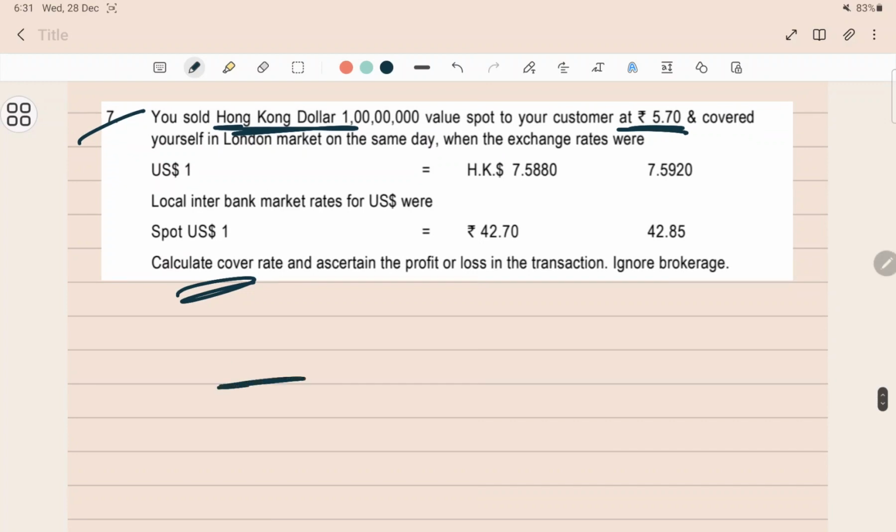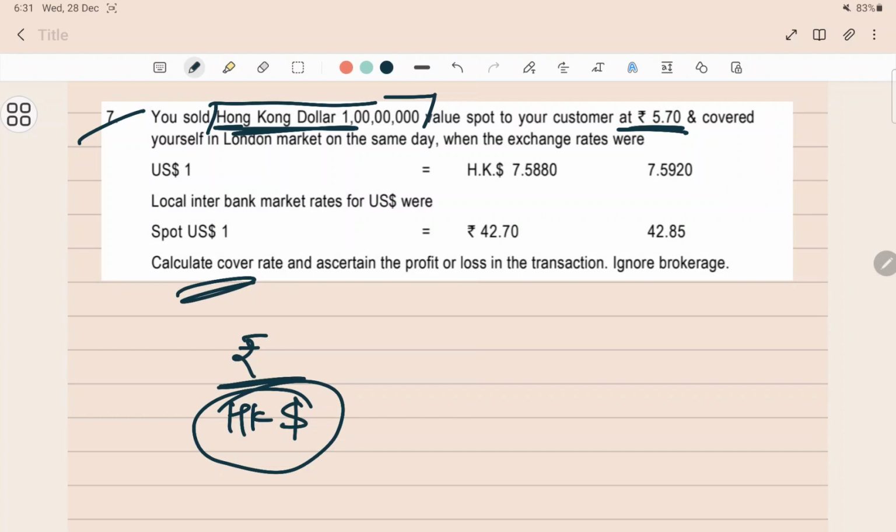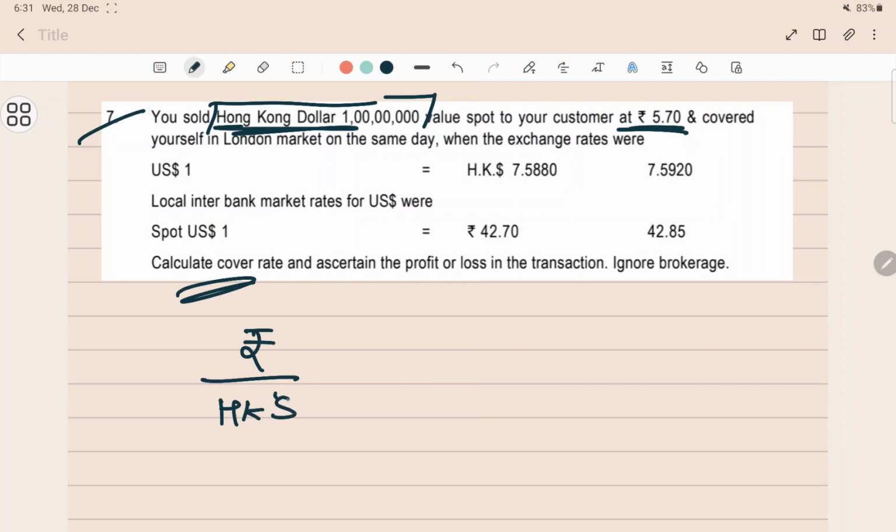Basically what I want is rupee upon HK dollar. You can take it any way, HK dollar upon rupee or rupee upon HK dollar. Why I have taken this in the denominator is because the quantum is given to me in HK dollar, so it will be easier for me because I directly multiply. So this is what I want, rupee upon HK dollar. Now the numerator is rupee divided by something, and the denominator is HK dollar multiplied by something. Now what is that something?